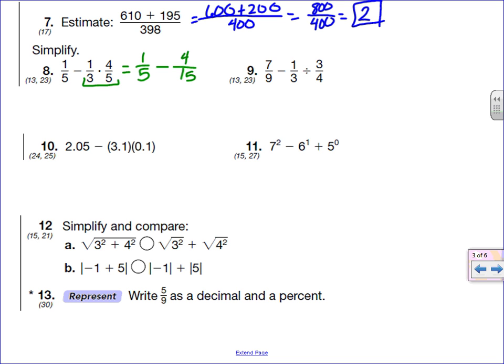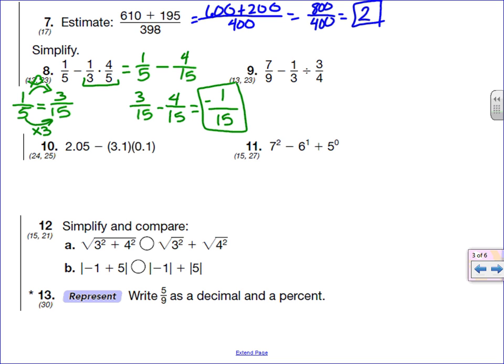And now to subtract those fractions, I need to have them have the same denominator. And 5 can turn into a fraction over 15. So to go from 5 to 15, I multiply by 3. I got to do the same to the top. 1 times 3 is 3. So I replace 1/5 with 3/15 since they are equal. So 3 minus 4 is -1, and then the 15 stays the same. So the answer to number 8 is -1/15.